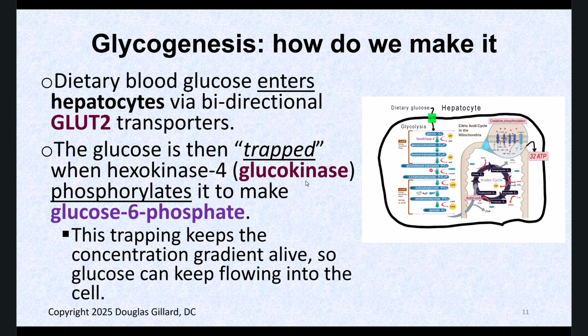What it does is stick a phosphate on carbon number 6 of the glucose, and now we have a new molecule: glucose 6-phosphate. Glucose 6-phosphate is different than glucose, so it keeps the concentration gradient alive, and glucose keeps moving down its concentration gradient into the cell because it's trapped by hexokinase 4. Cool? Got it? Great.